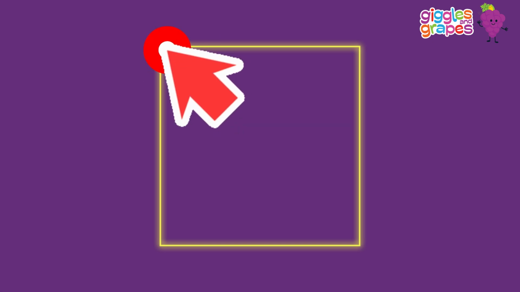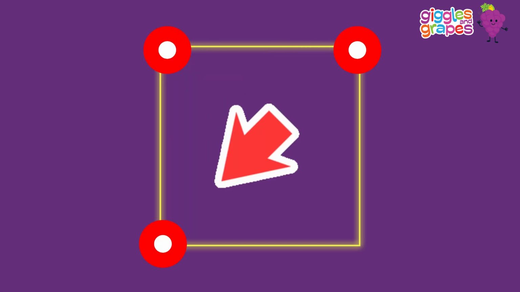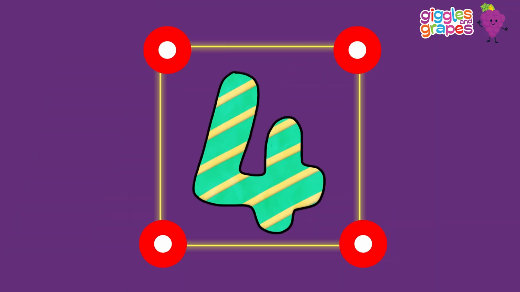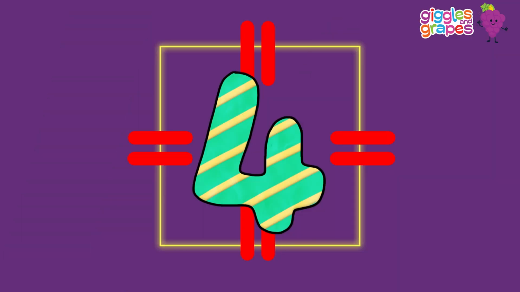Square. A square has 4 corners. 1, 2, 3, 4. 4 corners. A square has equal sides. 1, 2, 3, 4. 4 equal sides.